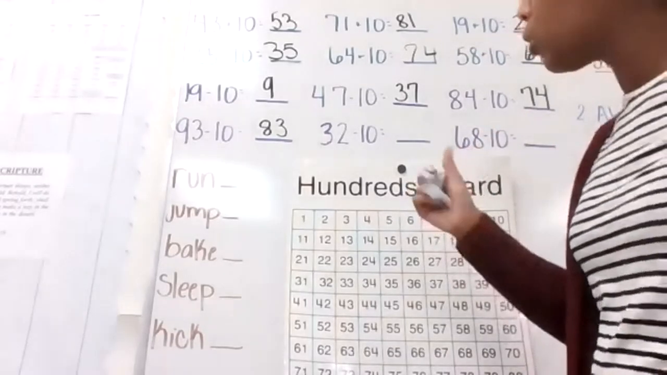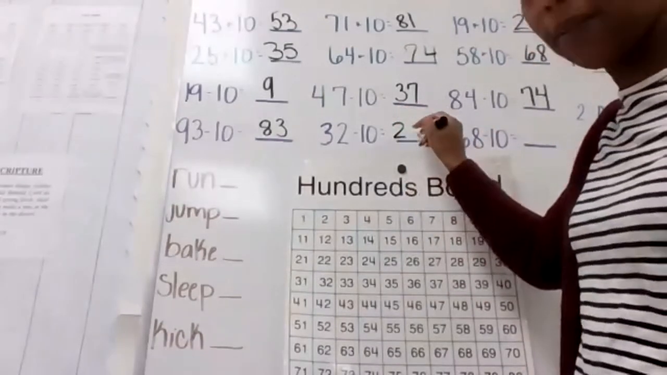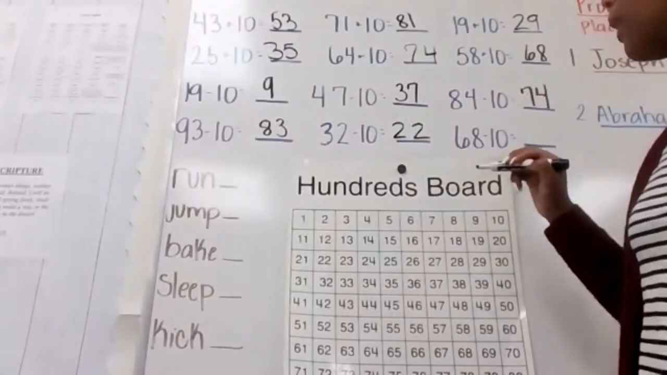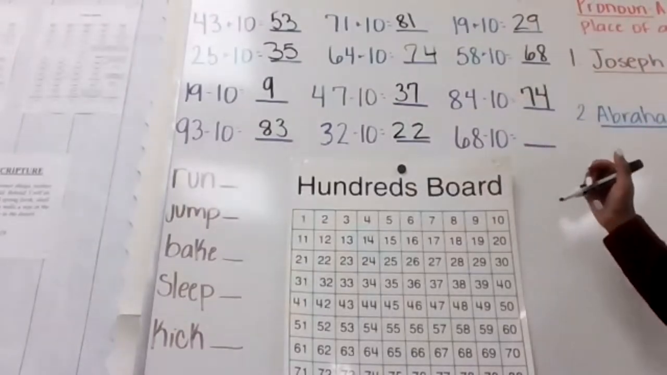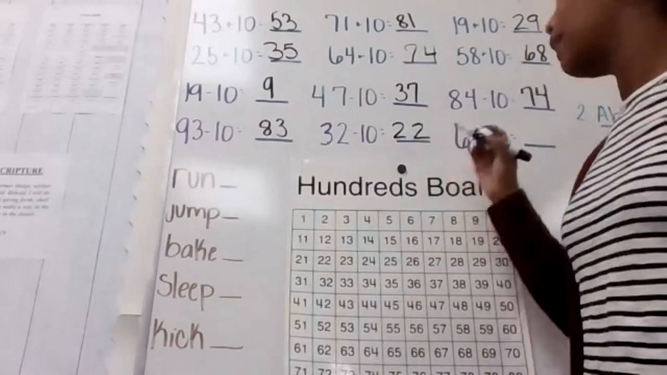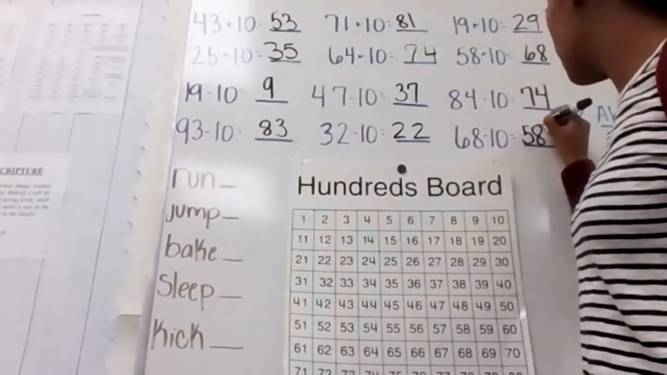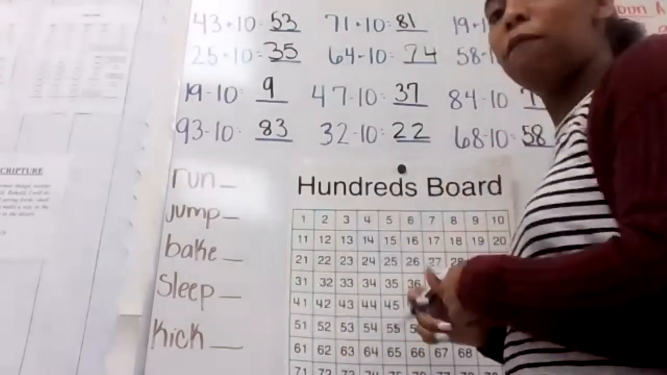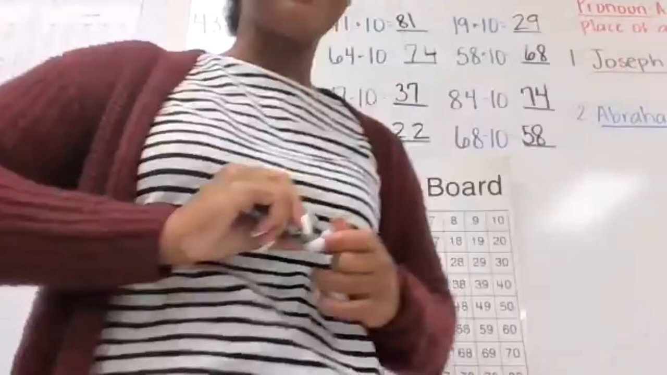83. 32 minus 10, 10 less than 32. Dennis, 10 less than 32. Going back 10. 22. And then last one, we have 68 minus 10. What's 10 less than 68? 58. 58, awesome. So now you will have both 10 more and 10 less.